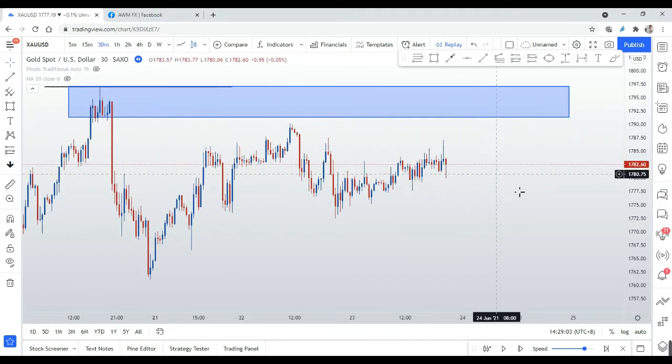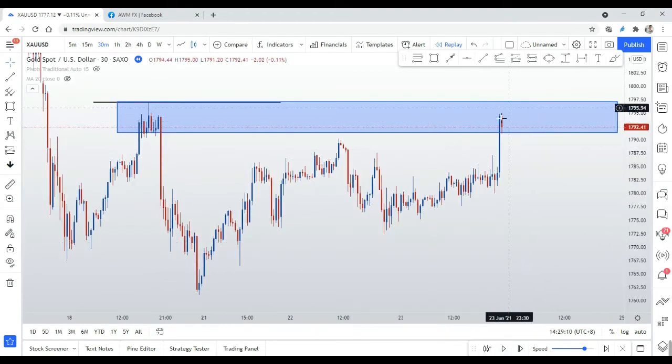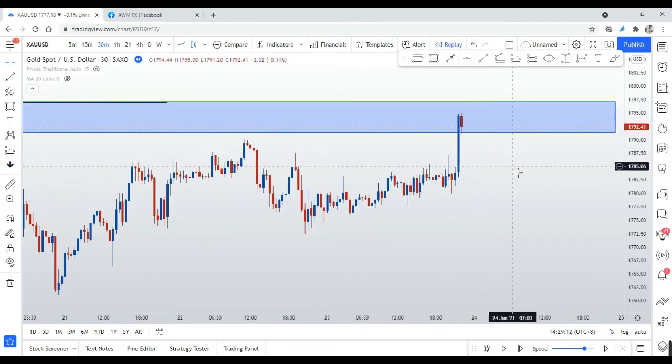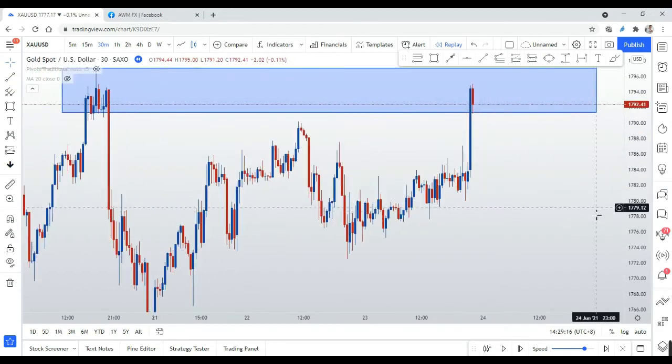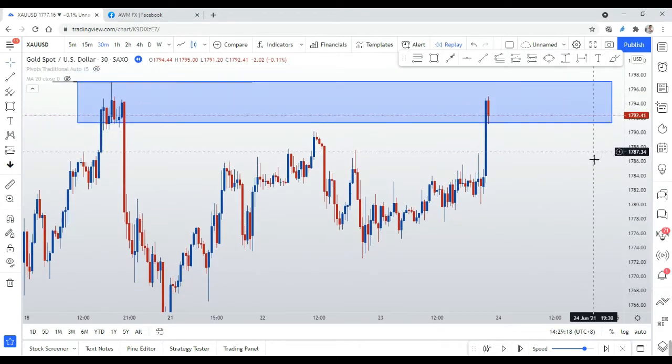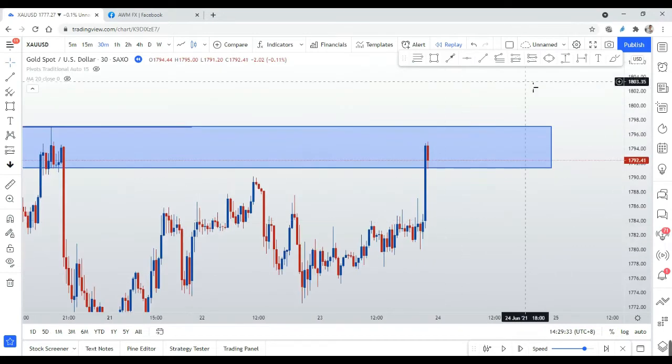So let's replay a bit. The price came to this area, and then it started to react a bit. What I'm trying to say is that a lot of you might get confused, because if we switch to the lower time frame, now this will be an important high, and it broke the important high. A lot of you will think that, oh, now the trend will be going uptrend all the way.